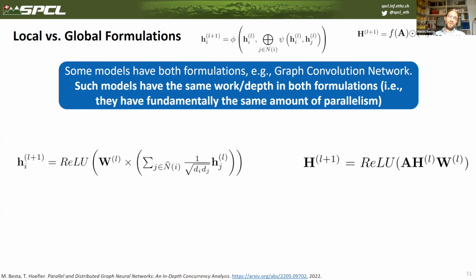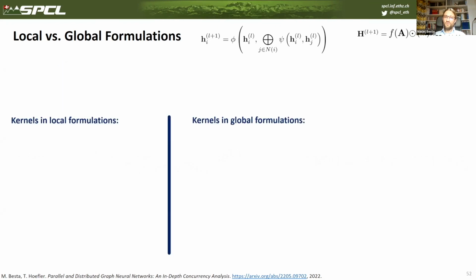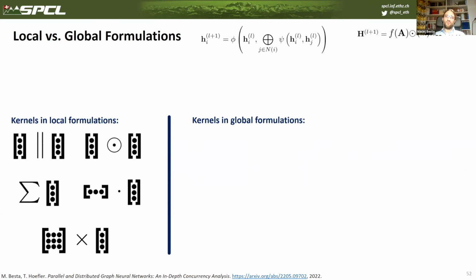And that now translates to more practical outcomes in how we actually implement this. Because behind these formulations, there is hidden a whole world of different ways of implementing these models. The local formulation would be implemented differently from a global one, but the amount of parallelism in both implementations would be exactly the same. However, there are also more fine-grained differences because we use different compute kernels in these different formulations. In local formulations, we often use kernels like concatenation of two different vectors, element-wise product of two vectors, summation of vectors, dot products, maybe a dense matrix-vector product.